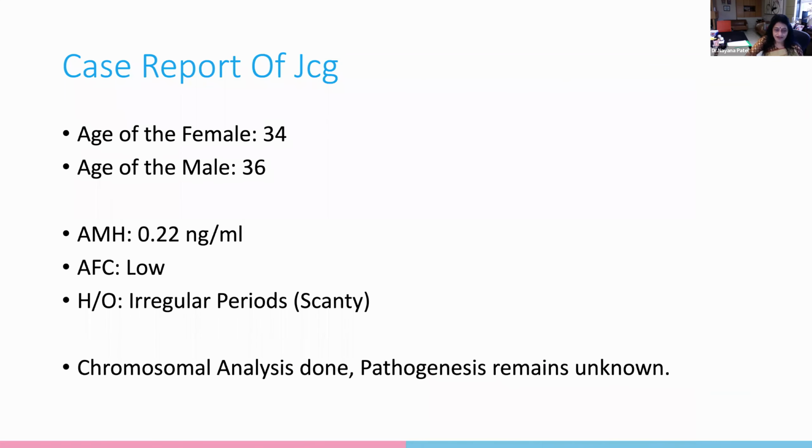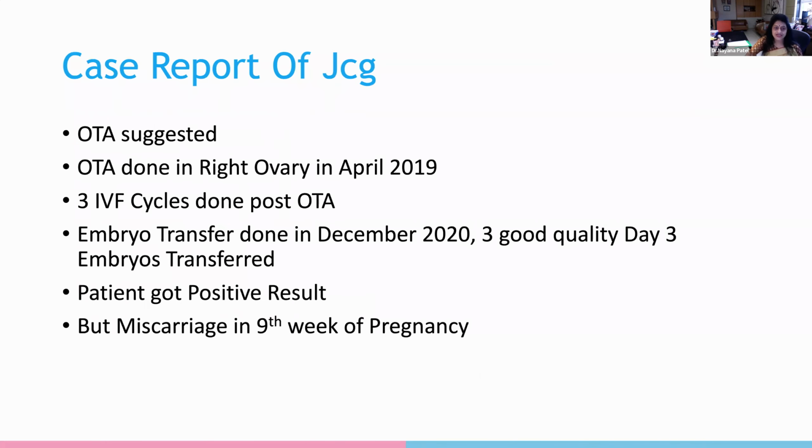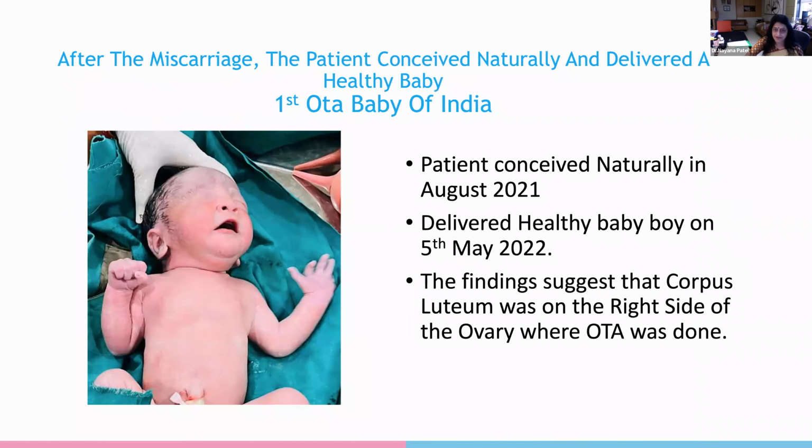This particular female, our first OTA baby of India, with a very low AMH. We did this in April, December 2023, good embryo transfer. 9th week, she had a miscarriage. After that, we told her to wait for 3 months. She was trying naturally. She conceived and delivered in May, the first OTA baby of India.